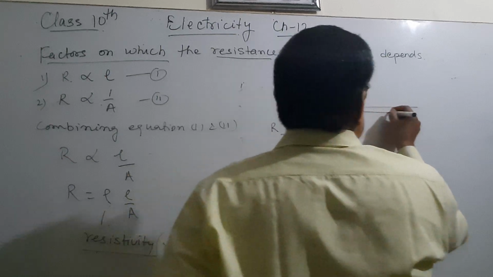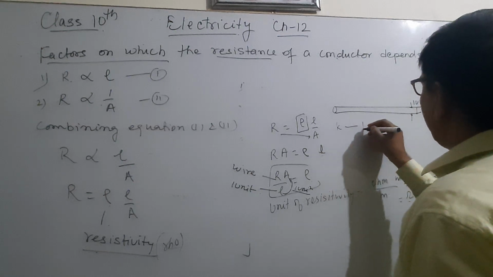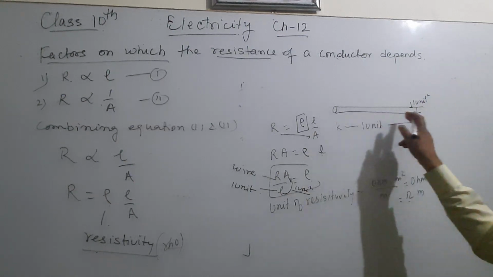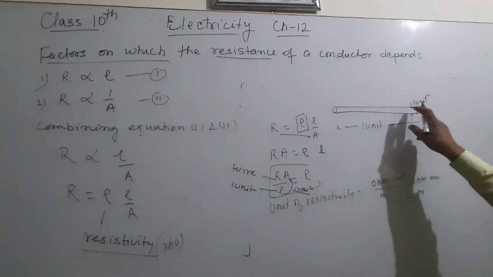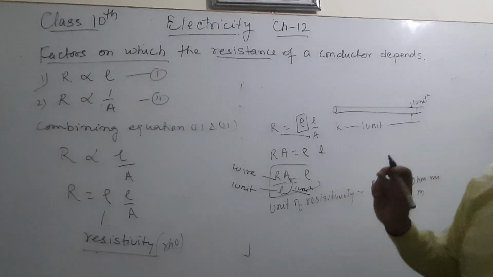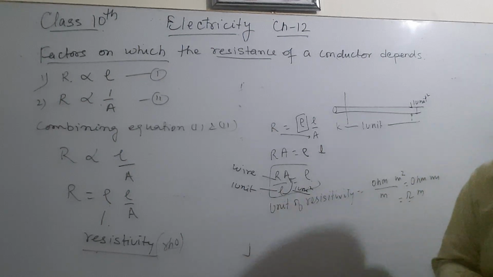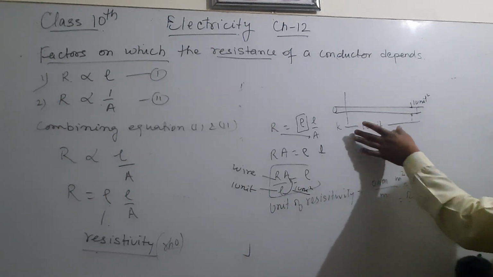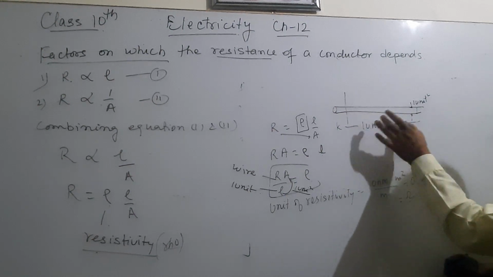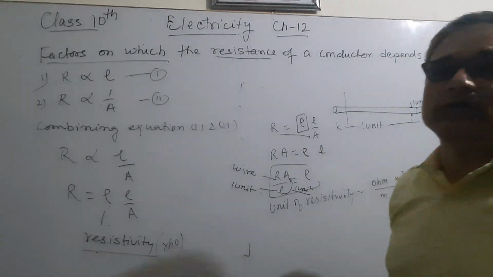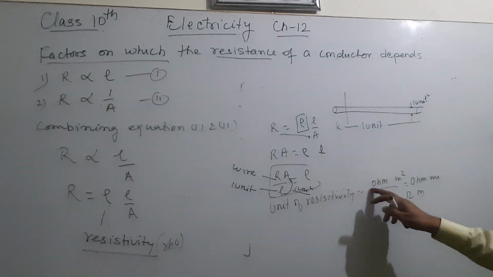This is the wire which has cross sectional area 1 unit square and length 1 unit. It means the resistance of that wire is the resistivity. This is the cross section: when we cut this wire, the visible cut face will be the cross sectional area. This wire which has length 1 meter and cross sectional area 1 meter square gives the resistivity. And the unit of resistivity is ohm meter.